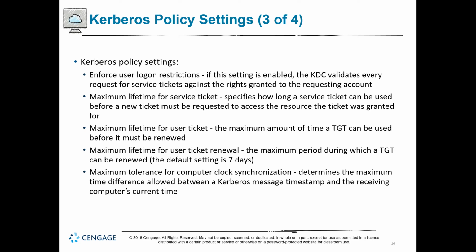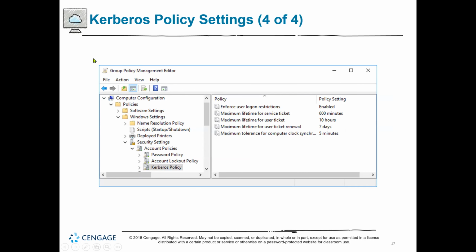So you remember there was a wizard we saw through all that, many slides through the couple of days, and they kept seeing 7 days. That's because a lot of the default settings on these are 7 days, and then you change it from there. Maximum tolerance for computer clock synchronization determines the maximum time difference allowed between a Kerberos message timestamp and the receiving computer's current time. All right, so here's the Kerberos policy within that group policy management editor.